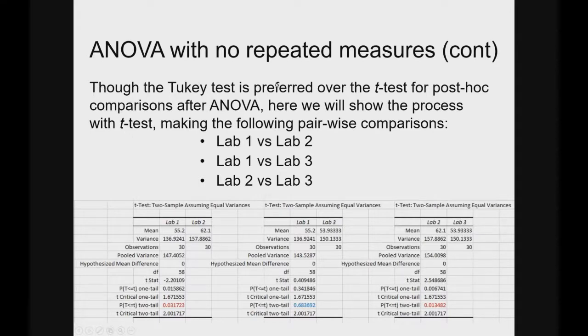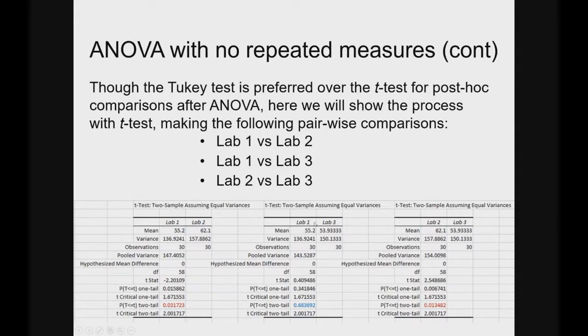But just for illustration, I'm going to make pairwise comparisons with the t-test here, and you will find some publications that do that. But truth be told, it should be the Tukey test to do it. But here's where we do our pairwise comparisons: 1 versus 2, 1 versus 3, 2 versus 3. And we've just executed our t-test individually in each case. And what we see is sometimes we get a significant value, sometimes we do not.